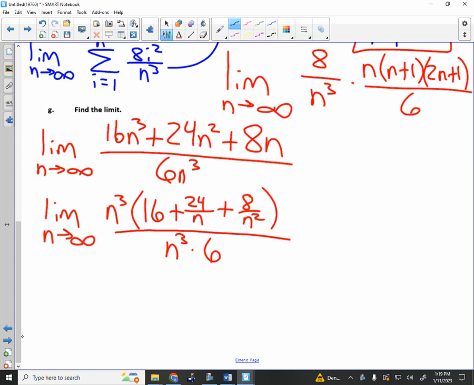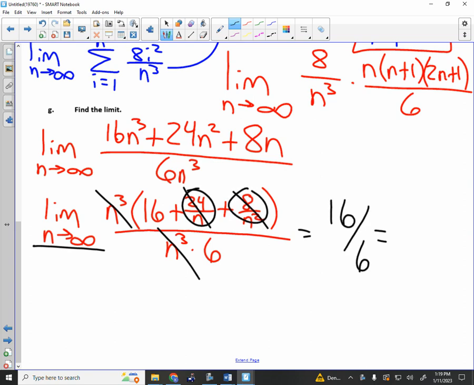What's going to happen? n cubes are gone. As n goes to infinity, these go to 0. So you're left with 16 over 6, which is 8/3, otherwise known as 2.6 repeating. That is the exact value.